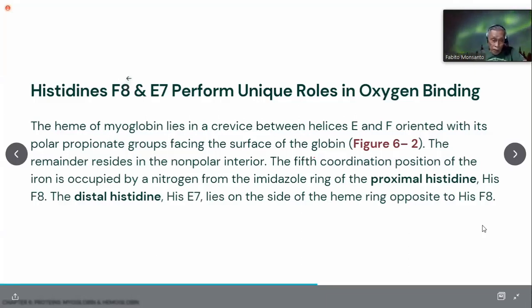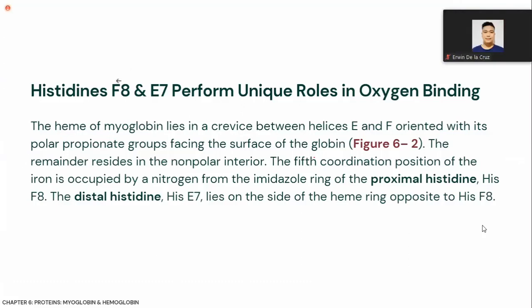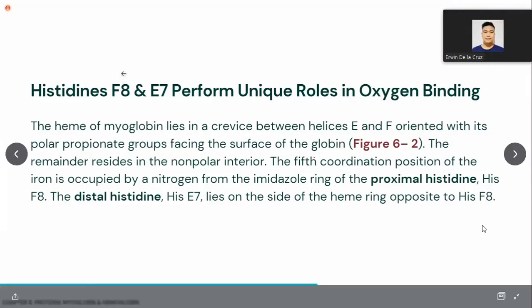So if a helix contains 12 amino acids, let's just say this 12 amino acids, the number 8 amino acid is histidine. F8 is histidine. And also this one, A7, histidine. At the E helix, the number 7 amino acid is histidine. Okay?